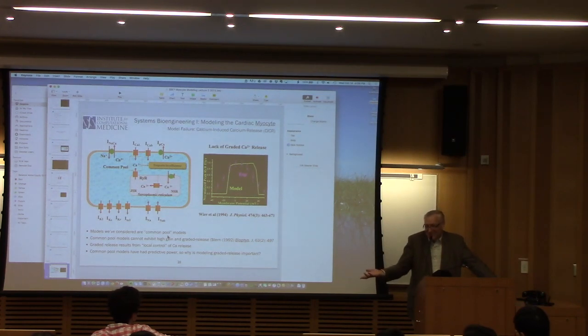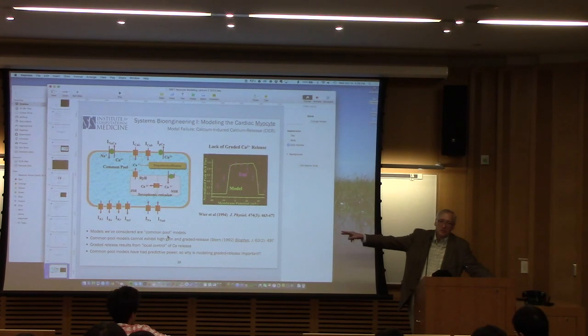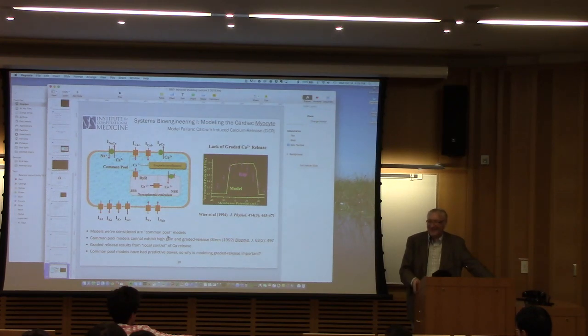Our model seemed useful, and so we scratched our heads and for years couldn't understand, who cares? If the models are doing a good job and are so predictive, and both of the models that I showed you here are common pool models that are predicting useful things, is it not important that in the real system, release is graded in the way that I'm showing you here? We couldn't understand. We thought it wasn't important. And then we realized that it was.